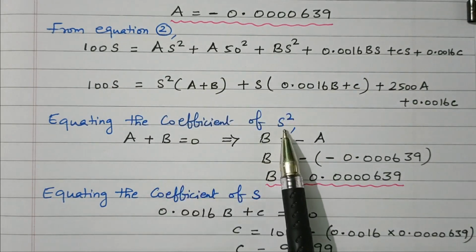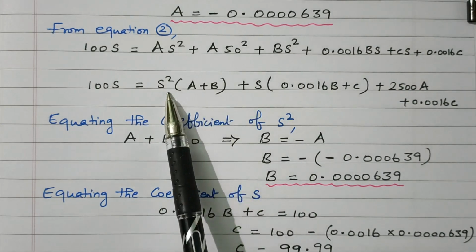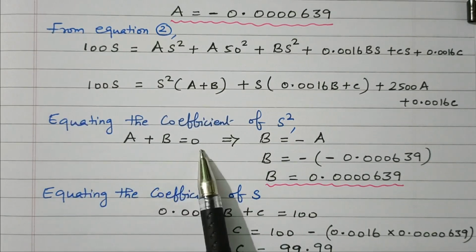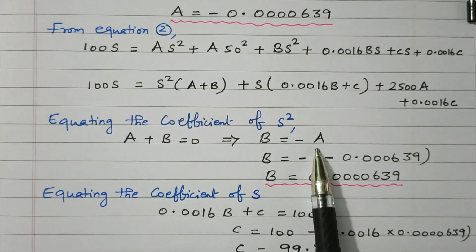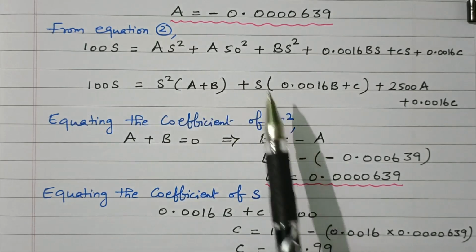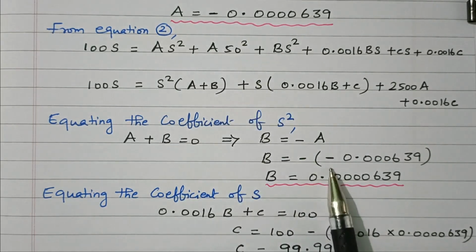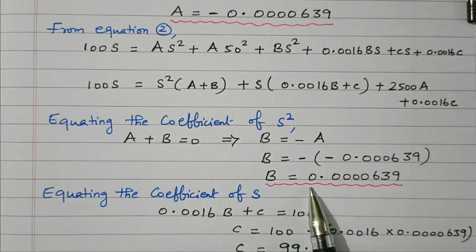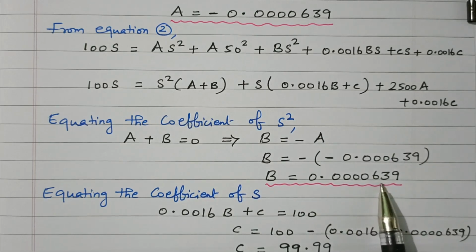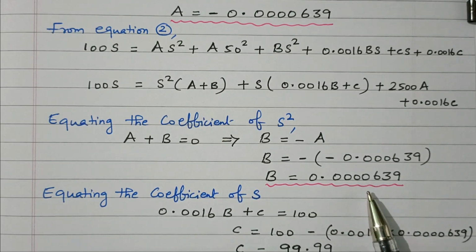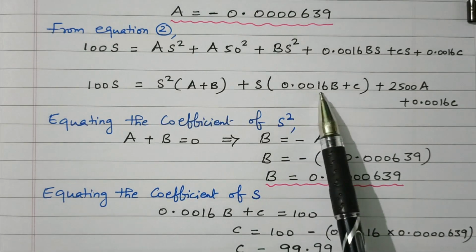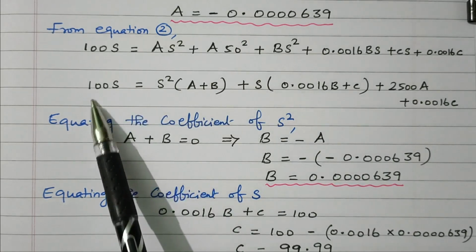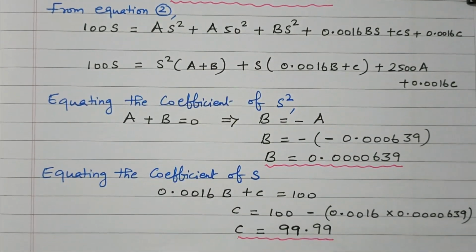Now equating the coefficient of S square. Equation of coefficient of S square is A plus B. Here coefficient not available, 0. So A plus B equal to 0, so that B equal to minus A. Minus of minus, A value is minus, already minus is there. Minus 0.00639. So both the minus become plus. So B is 0.000639 plus. Right. Now we'll equate the coefficient of the S. S is 0.0016 B plus C. That is equal to here 100. Coefficient of S is 100. Right. So we'll go for further simplification.